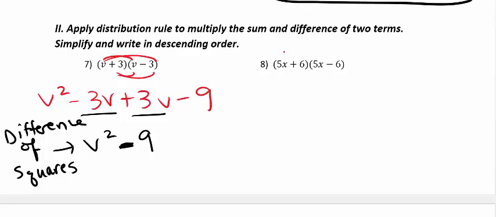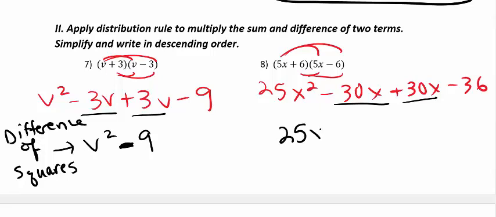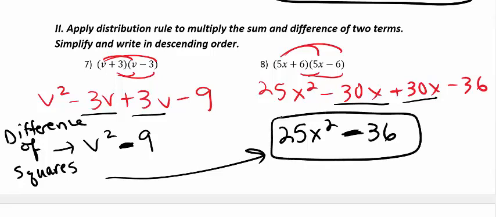Let's see if this pattern holds true here. 25x squared minus 30x plus 30x minus 36. Again, we have a minus 30x and a 30x that are going to turn to 0, so we won't have any more x's, and we just have 25x squared minus 36. Here we have another difference of squares. Difference, there's a minus sign here. 25 is 5 squared, x squared is x times x, and 36 is 6 squared. So we have another difference of squares.